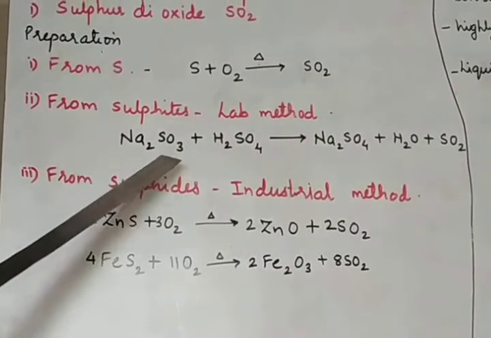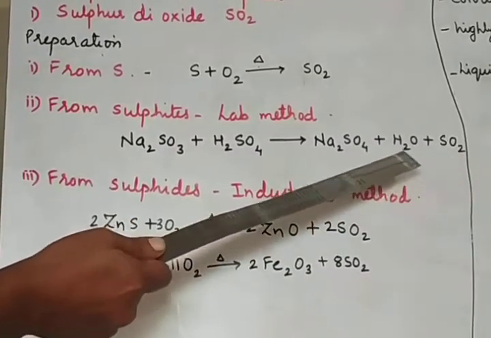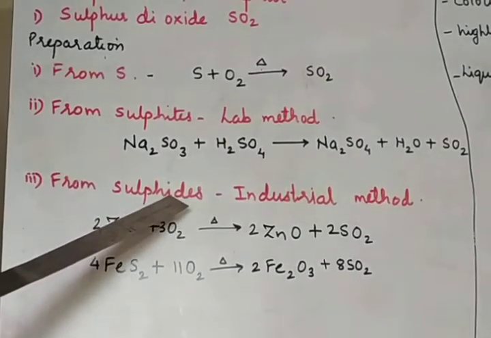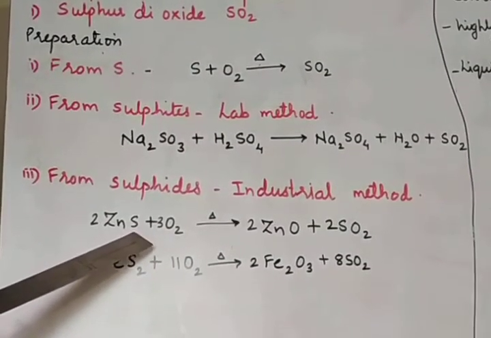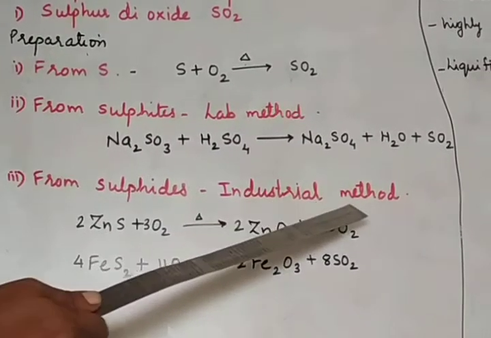Sulfite is converted to sulfate with formation of SO2 and H2O. This becomes the lab method preparation. Third is from sulfide. Here S has come, only S has come, along with the element. This is the industrial method of preparation.